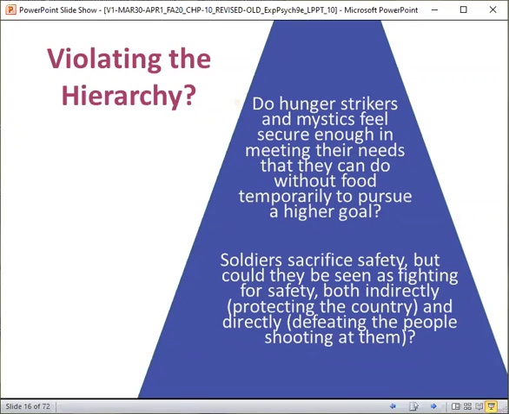And then you have people who have gone on hunger strikes. These hunger strikers and mystics feel secure enough in meeting their needs that they can do without food temporarily to pursue a higher goal. So we do see there are plenty of instances where Maslow's hierarchy of needs is constantly being violated.